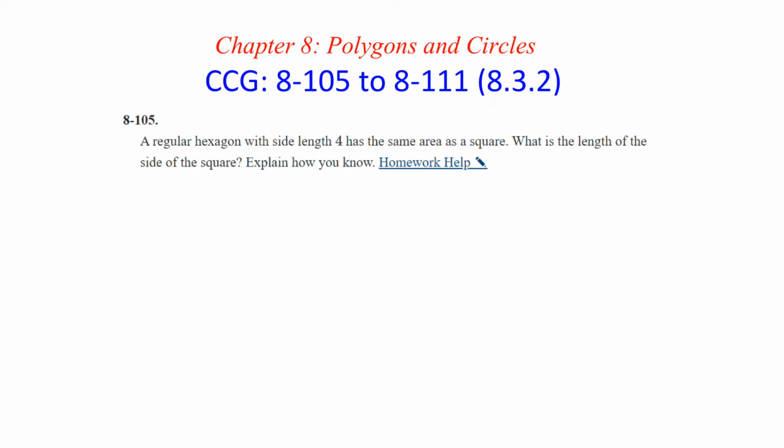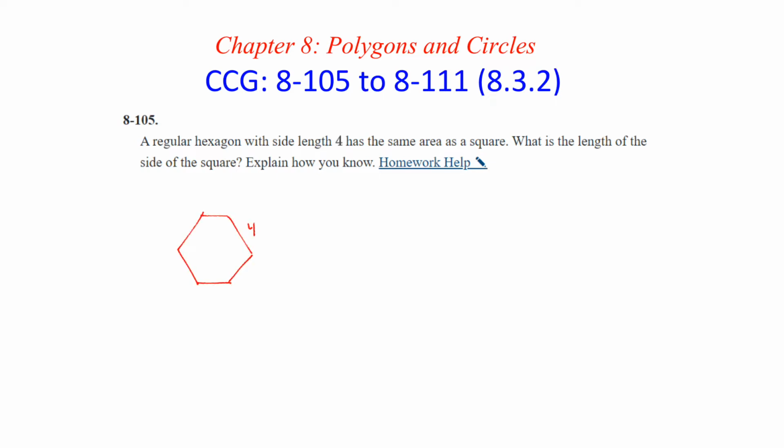Question 105. A regular hexagon with side length 4 has the same area as a square. What is the length of the side of this square? Explain how you know. Alright, so let's start with a regular hexagon with a side length of 4.